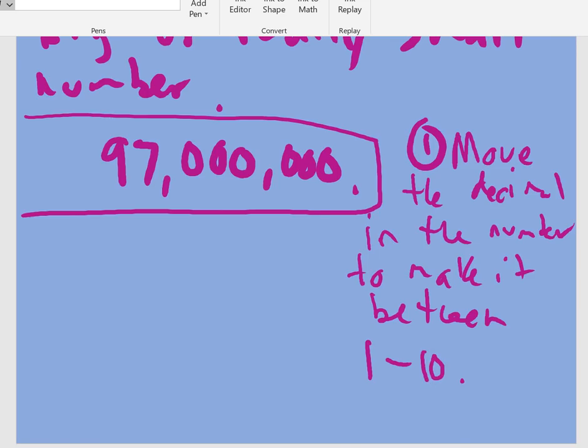Now the stipulations for that: the number where we want to move the decimal to, let's call it A, has to be greater than or equal to 1, but less than 10. And what that means is you can't have the number be 10. It's going to make sense in a little bit. We're going to move this decimal in the number to make it between 1 and 10. So if I put the decimal right there, that'd give me 970, because we don't need these zeros after that. So is 970 between 1 and 10? Obviously not.